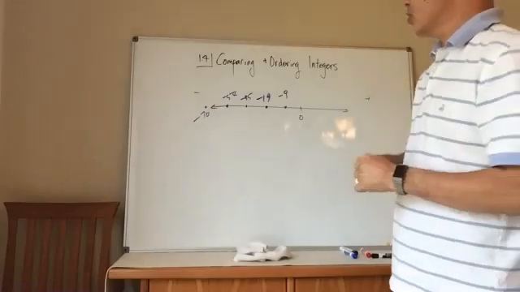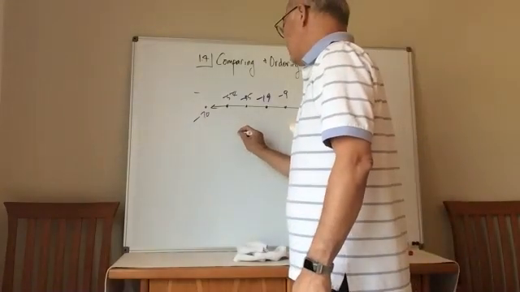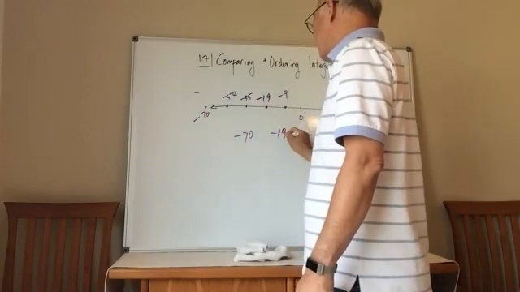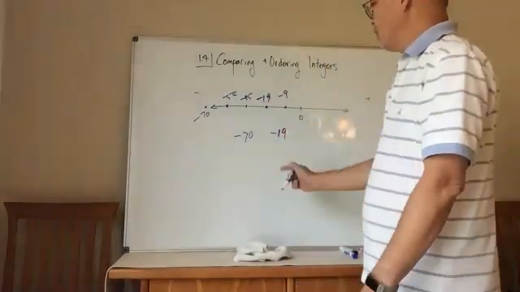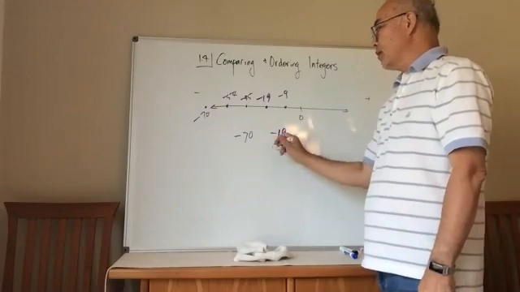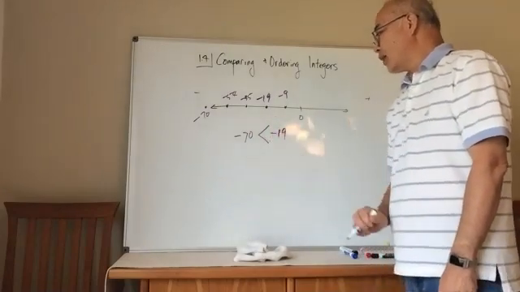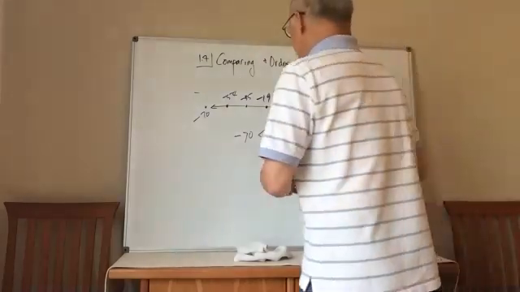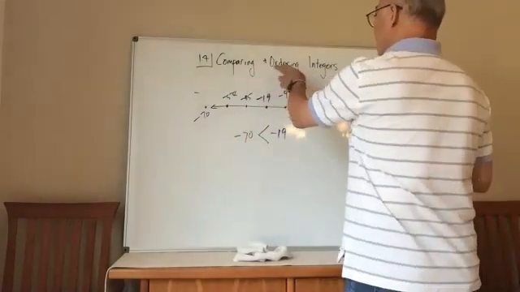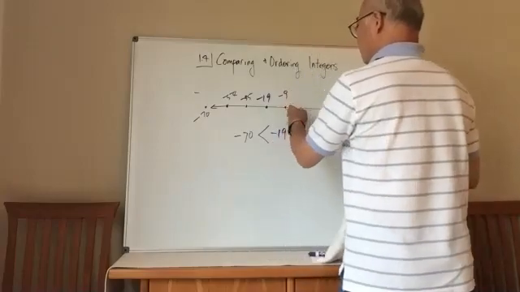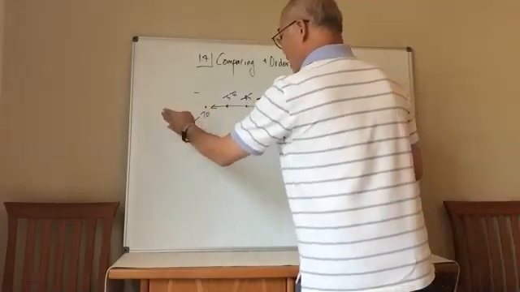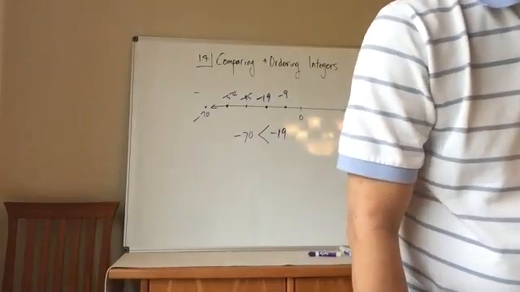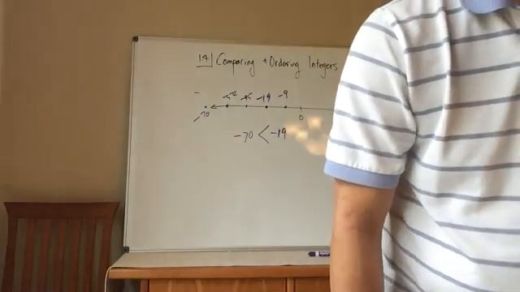So if I look at -70 versus -19, which one is the larger number? This guy is the larger number, right? So if I put it in an inequality, it would look like that. Okay? So this is how you would compare and order integers, right? We'll go from here that way. So that was example 1. Let's move on to example number 2.